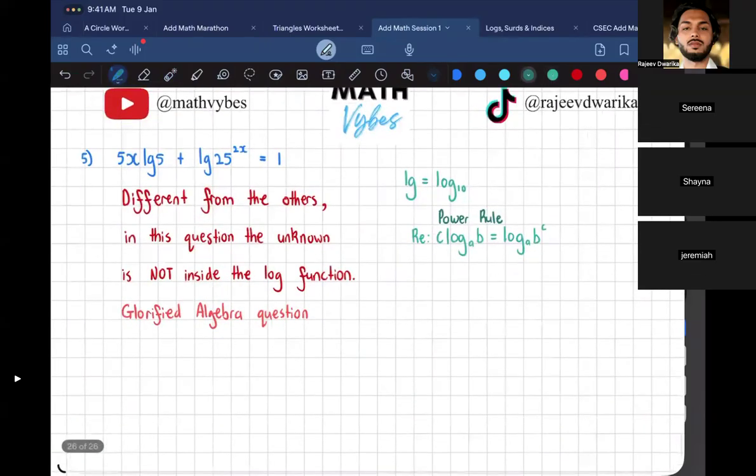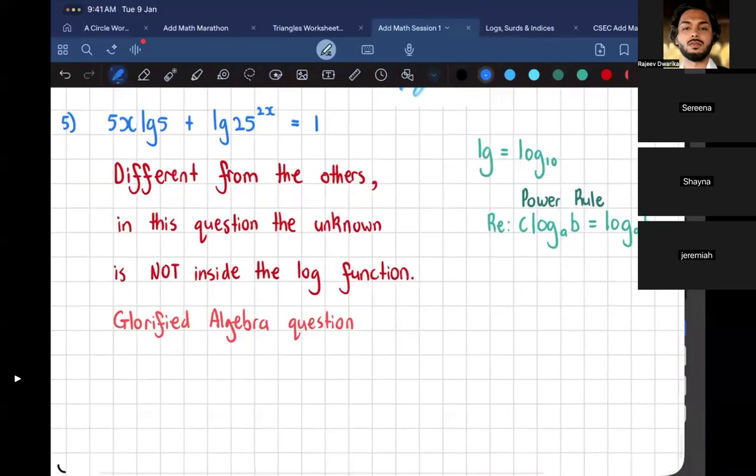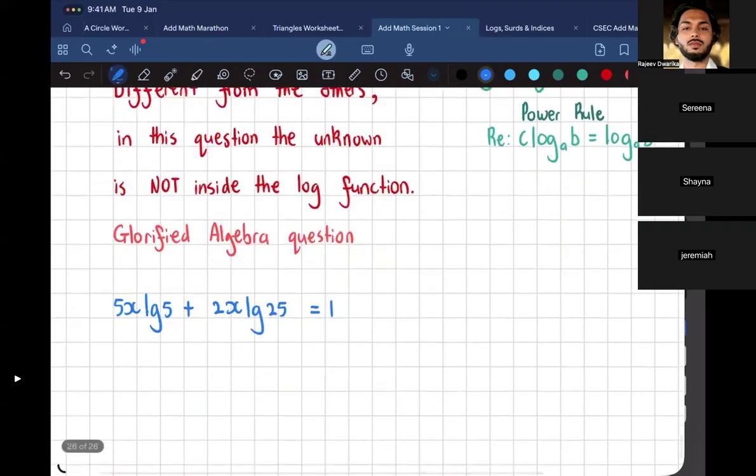Nice. That's the power rule. So this is what we're going to do, right? I'm going to write 5x log 5, and Serena, what do you think this is going to turn into? It would be 2x log 25. Right. And that'll be equal to 1. Yeah or no? Yes, sir.